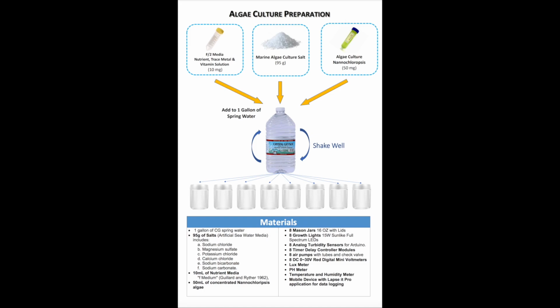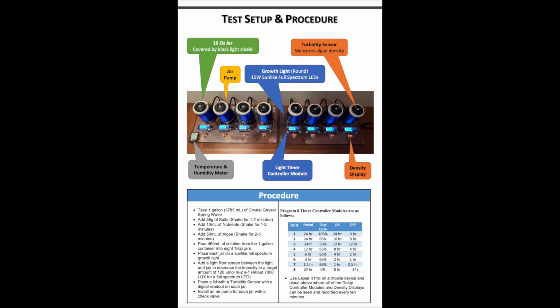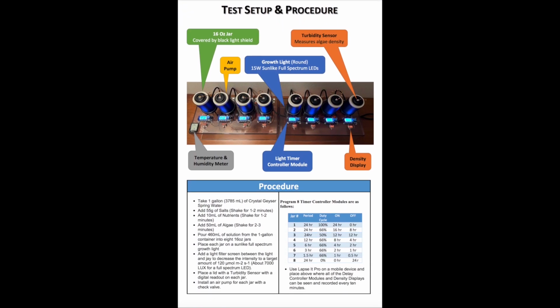Each 16-ounce mason jar had the same amount of nutrients, salts, Nannochloropsis culture and water. Each of these jars was able to have a different duty cycle and period. The jar on the left is the one with continuous light exposure. The jar on the right did not have any light exposure, and the jars in the middle all have different light cycle times and exposures or periods.